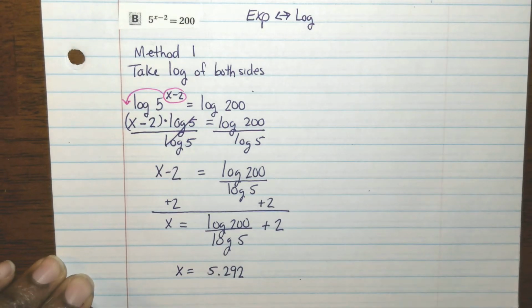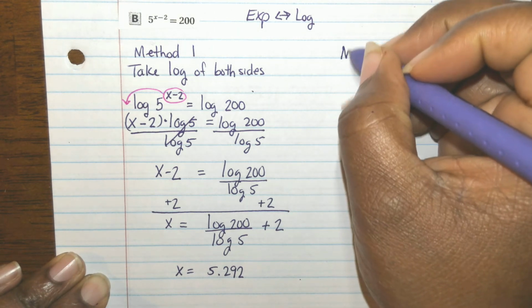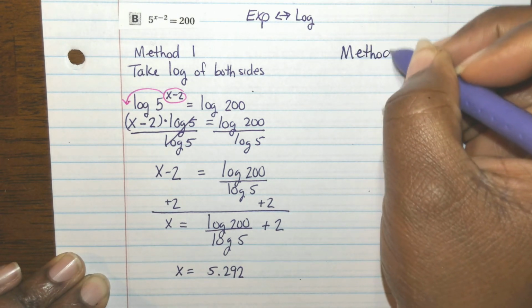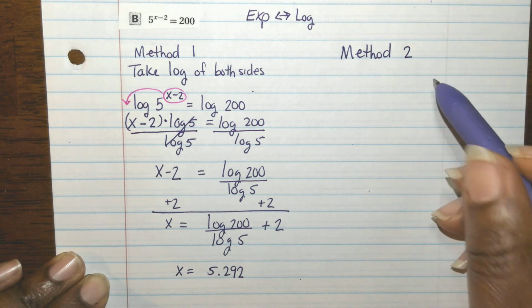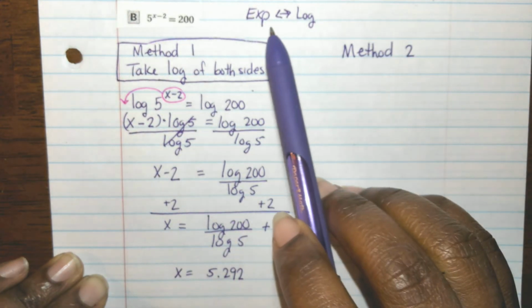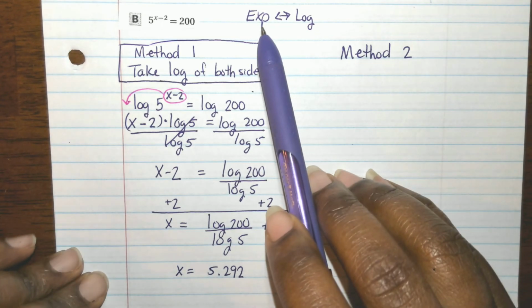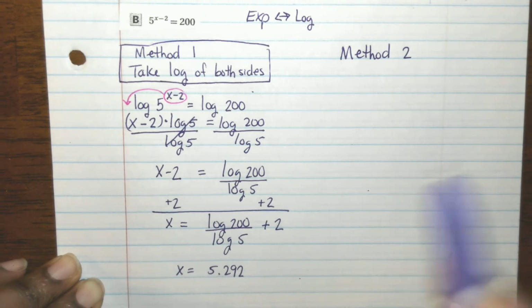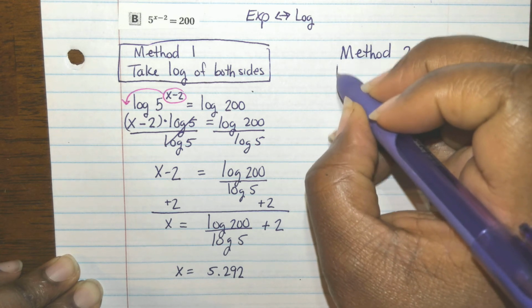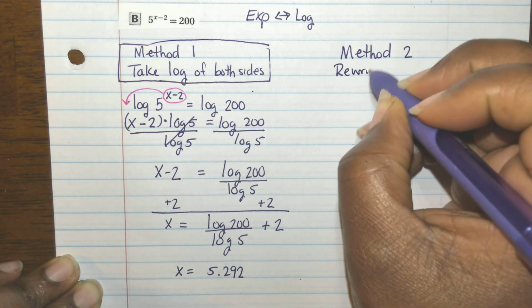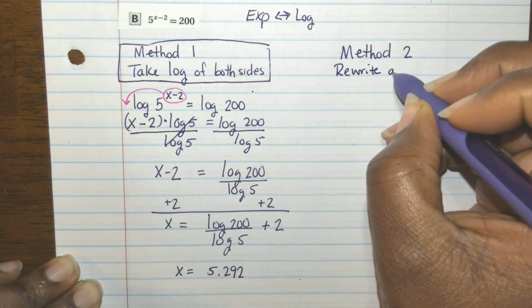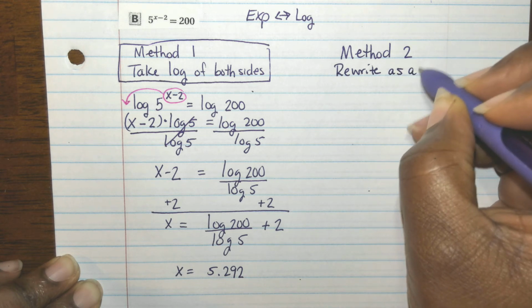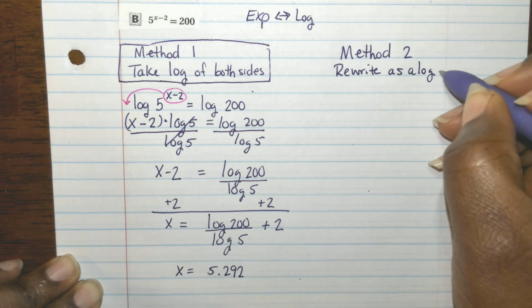Now, method 2, and we're going to compare our answers in the end. Now, method 2 takes into account that every exponential expression can be rewritten as a logarithmic expression. Okay, so we want to, in method 2, rewrite the equation as a log equation.